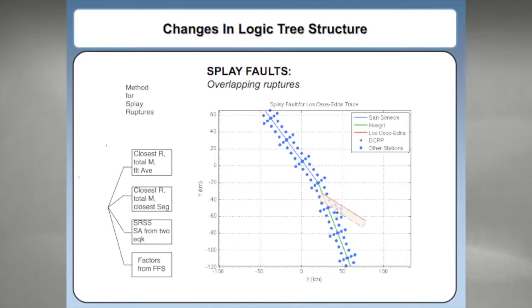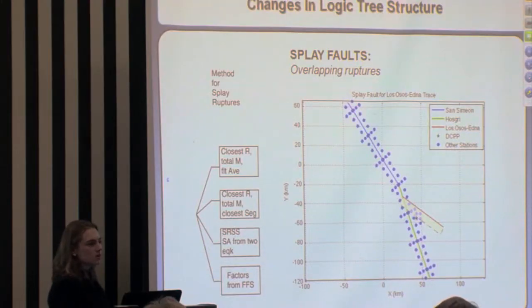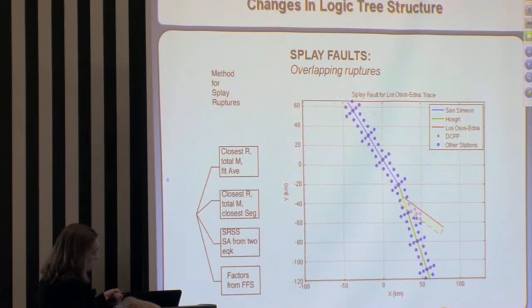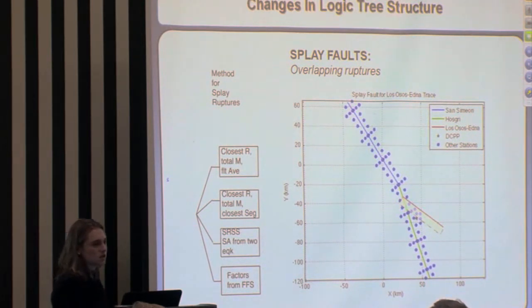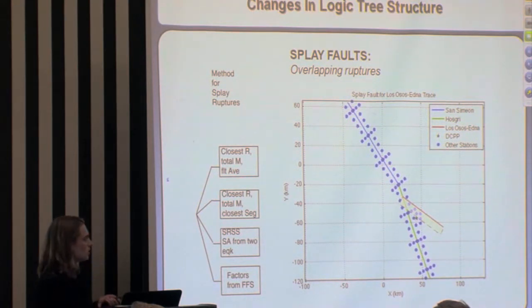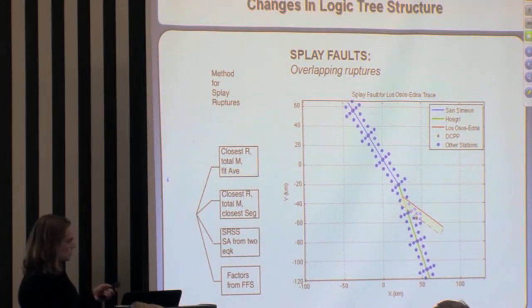Okay, so this is an example then of a splay fault, and it's a little bit different than the complex rupture because in the splay fault, again using the example of San Simeon, Hosgri, and Los Osos. Let's assume that a rupture starts on the San Simeon, propagates down the San Simeon and Hosgri, and when you get to this junction, it simultaneously continues to rupture down the Hosgri and goes on to this splay fault. So there are two main ways now of treating this scenario, or treating this system.